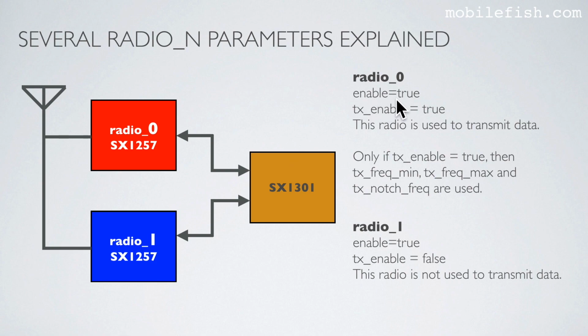Only if enable is set to true and the transmit enable is set to true, then this radio is used to transmit data. If the transmit enable parameter is set to true, then these three parameters are used. If the enable parameter is true and the transmit enable parameter is set to false, then this radio is not used to transmit data.